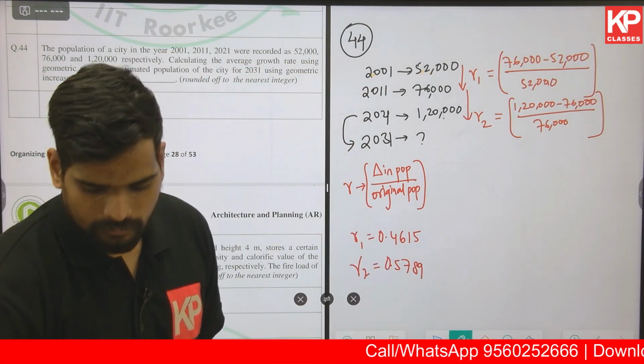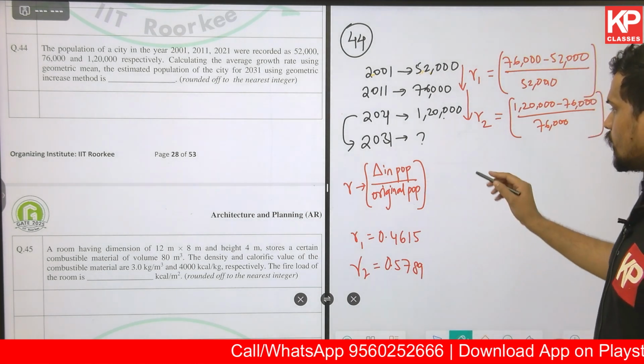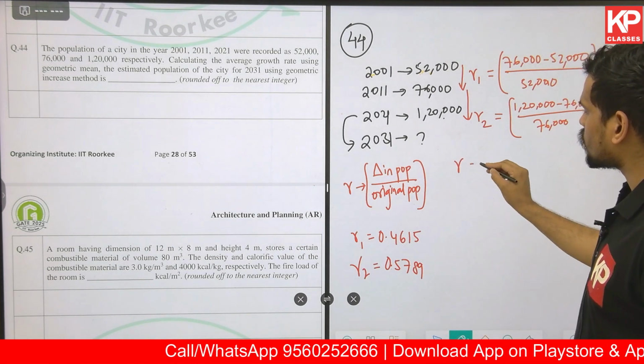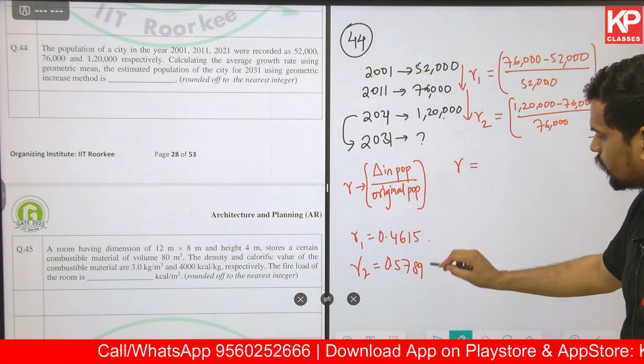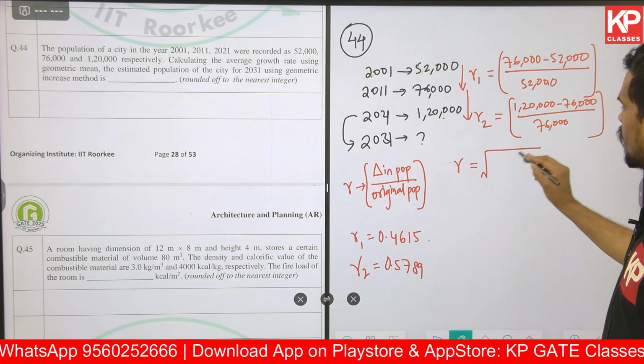So we have the value of R1 and R2 both. From this, you need to take the average growth rate using geometric mean. So the average growth rate R is coming out to be from these two. Take a geometric mean of these two. There are only two cases, so it is square root of R1 into R2.